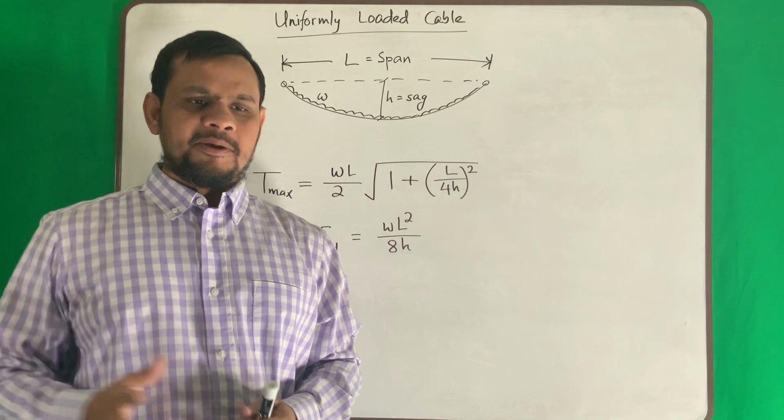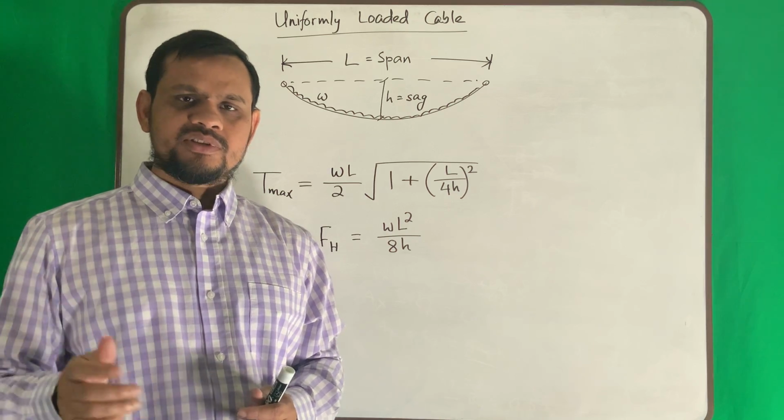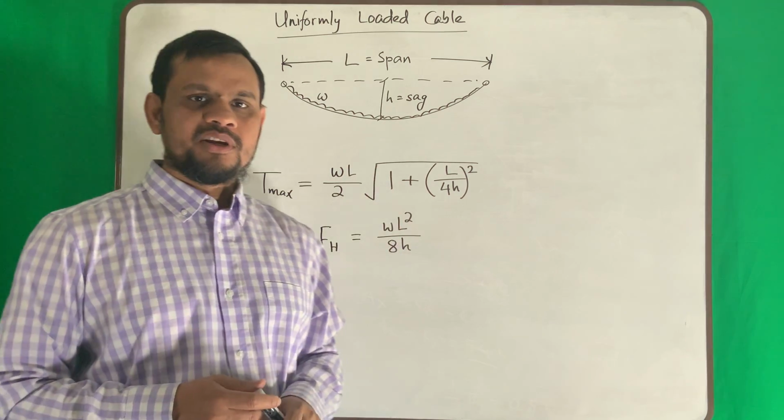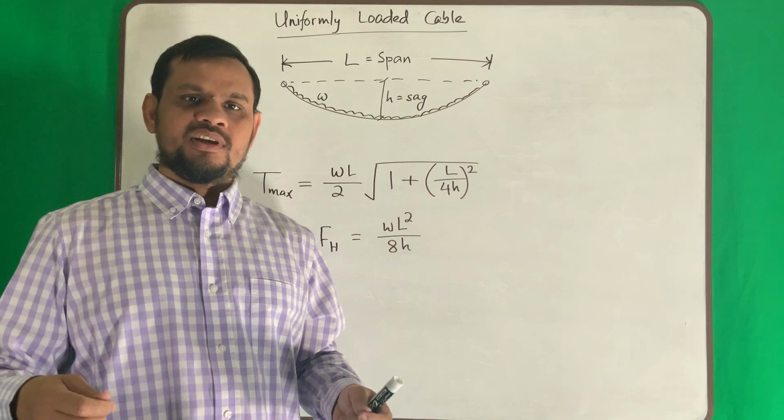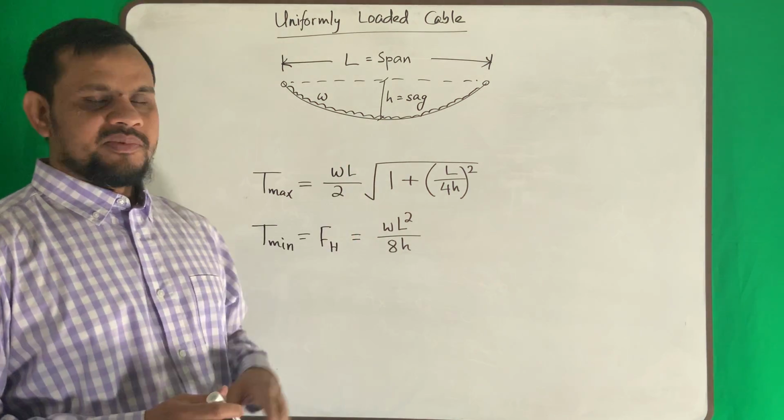The common electric power supply line, whatever cable you see, is uniformly loaded because it has only the self weight, and self weight is obviously uniformly distributed. So that is one kind of cable.